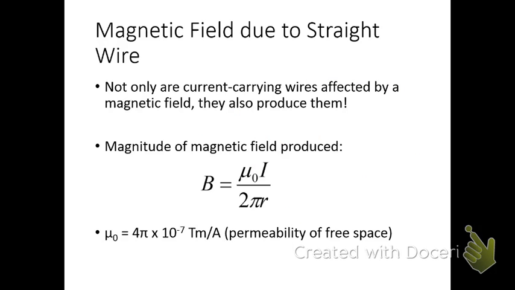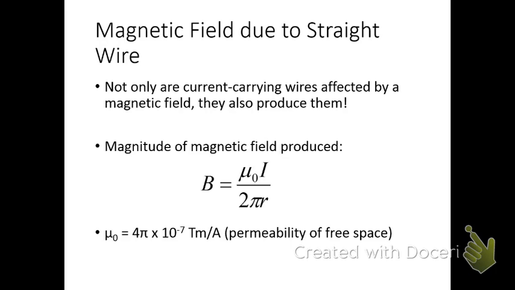Now, these two things, F equals QV cross B and F equals IL cross B, involve charged particles moving through a magnetic field that already exists from somewhere else. But at the same time, wires produce magnetic fields as well. So let's look at the example of a straight wire.